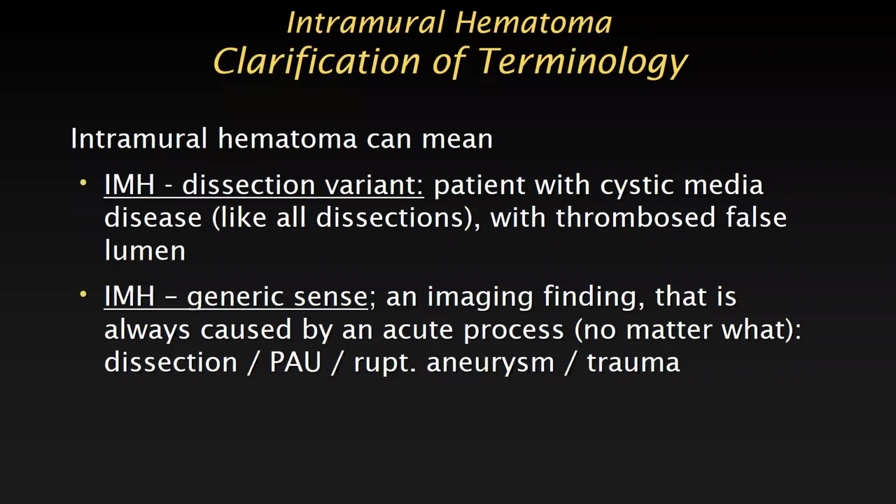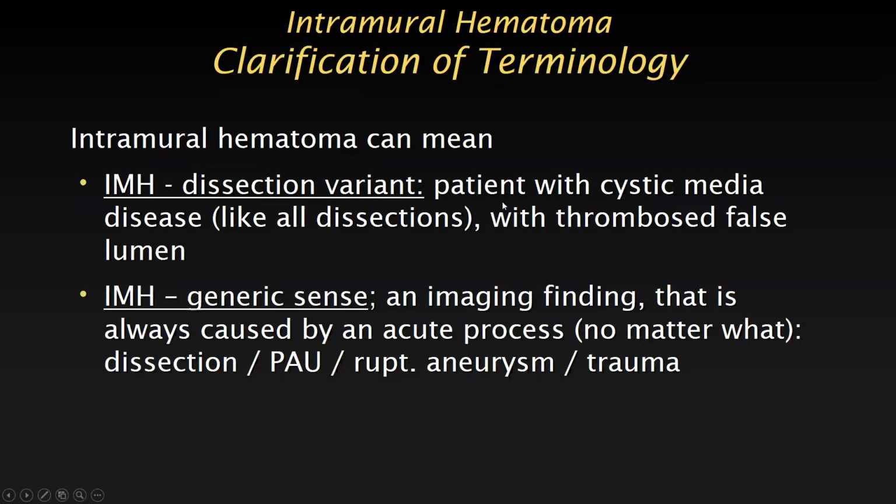Number one, you will encounter the term intramural hematoma as one of the variants of aortic dissection. That means these are patients who have a very similar risk profile as the patients with aortic dissections, like those we discussed yesterday.